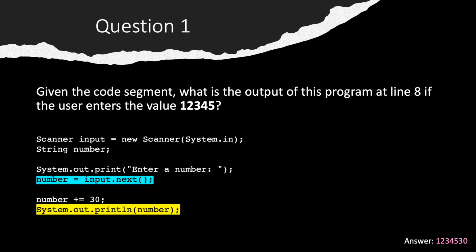So when we do number = input.next(), it takes in the value 12345 that the user enters. When we write number += 30, here we are not doing normal arithmetic addition, but instead we are doing string concatenation. We are adding 30 to the variable number, whose value is already a string, not a number. So when we display the value of variable number, it will display 1234530, which is string concatenation.